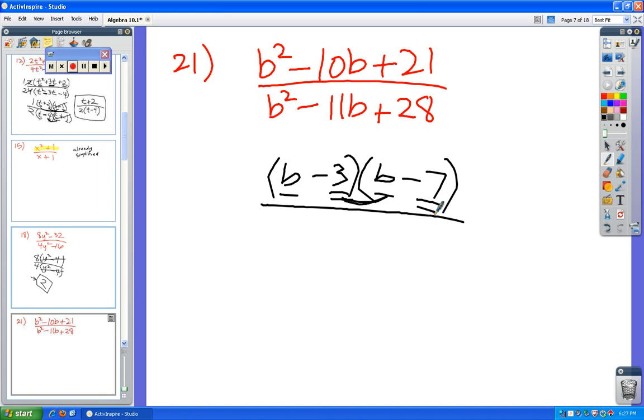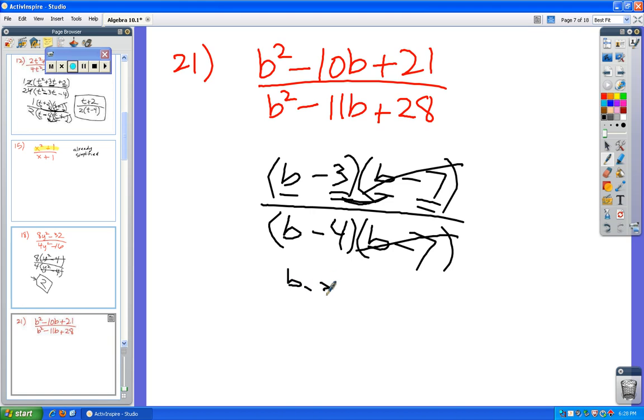We'll do the same to the bottom. Nothing in common. First terms. We need a 28. The signs have to give us a positive 28, so it's got to be the same. We need a negative 11 in the middle, so it's minus minus. Okay, we have the factors. Now we start canceling factors. You cannot cancel the b's because it's part of the factor. So, b minus 3 over b minus 4. This is the simplest form of what we started with. Hope you folks are getting the hang of this. Is this okay? Questions?